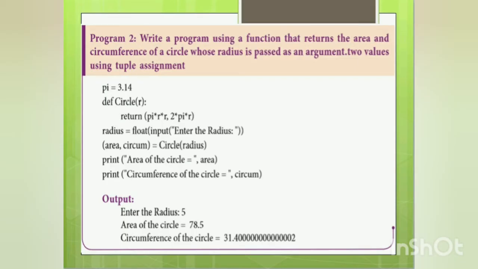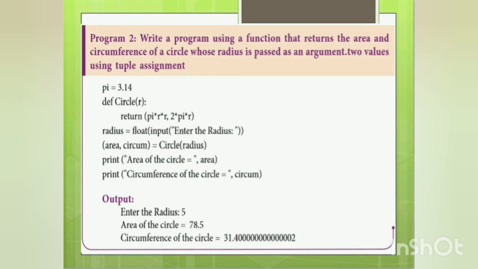Clear? Now look at the second program. Write a program using a function that returns the area and circumference of a circle whose radius is passed as an argument, returning two values using tuple assignment. This is a program to return two values: one is the area of a circle, the other is the circumference of a circle. While returning that area and circumference of the circle, you are going to display that result.